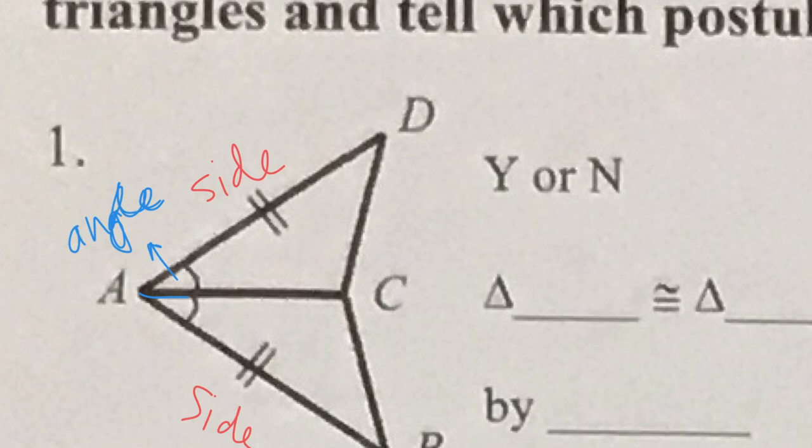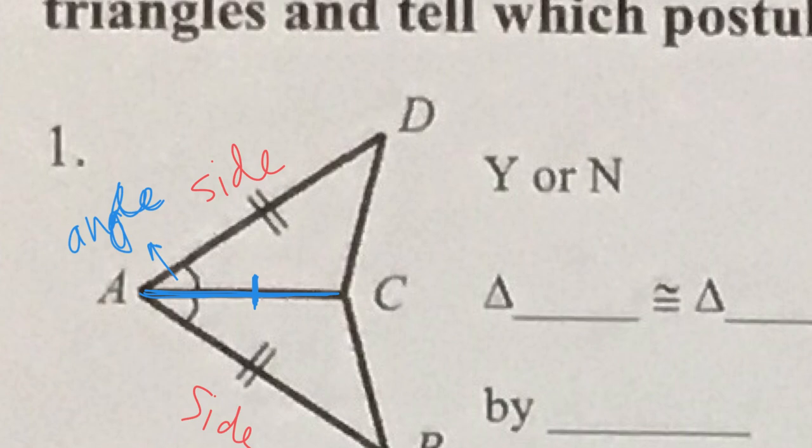Notice that this side, AC, is shared by both of these triangles. It has to be the same length as itself. That's why it's called the reflexive property. When you look in the mirror, you see your reflection, and your reflection is the exact same as yourself. So we put a little tick mark on that side saying that it is congruent to itself.